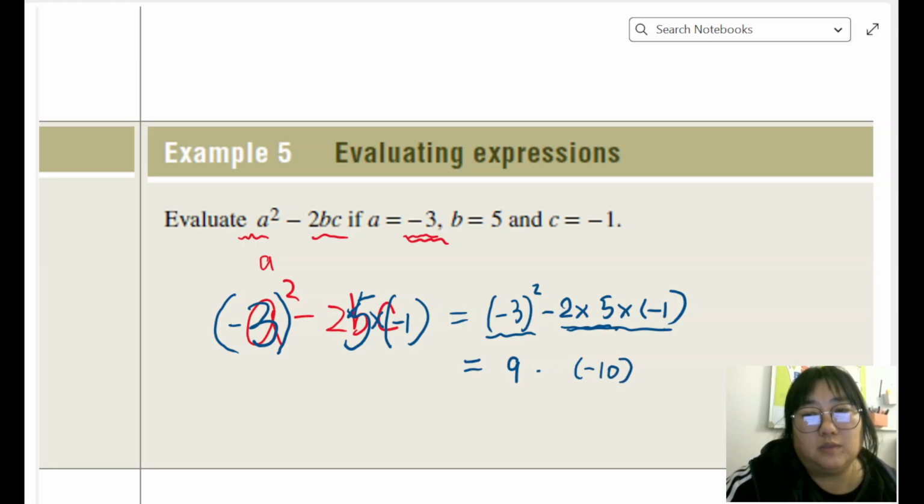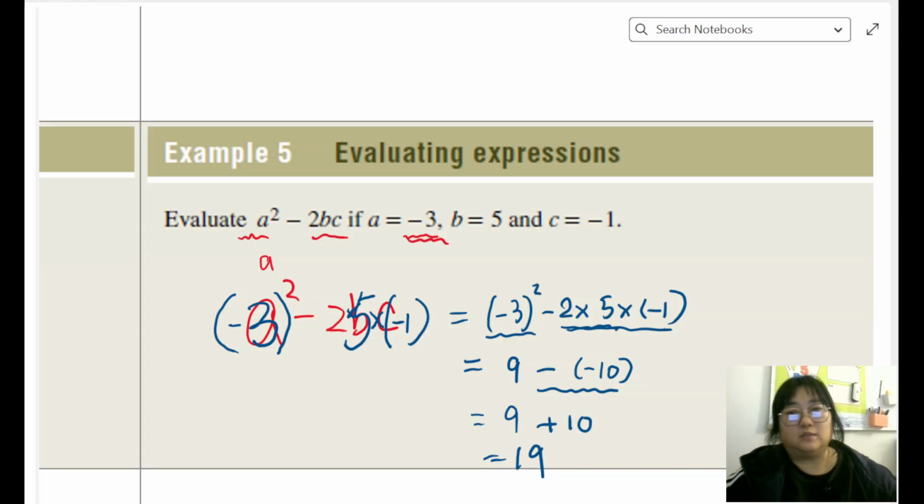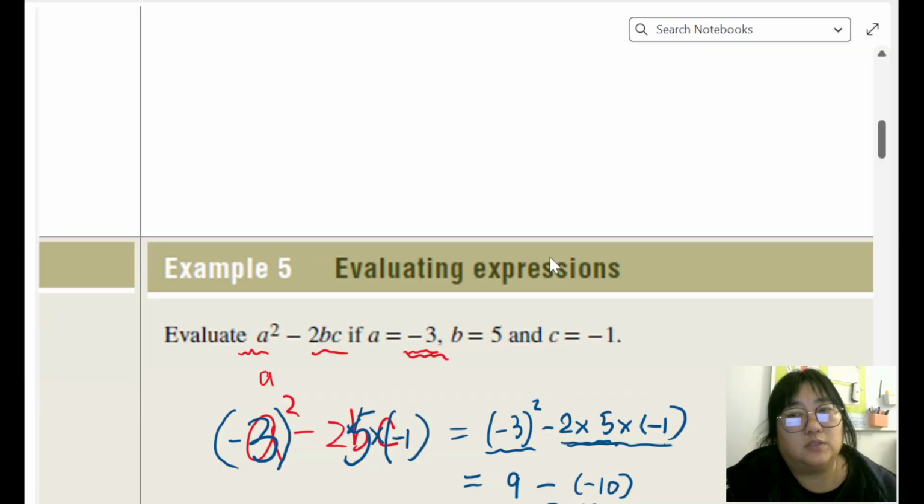And then this middle negative will be copied down. And two negatives, we know that is positive. So 9 plus 10 instead. So the answer is 19. So that is the substitution kind of question.